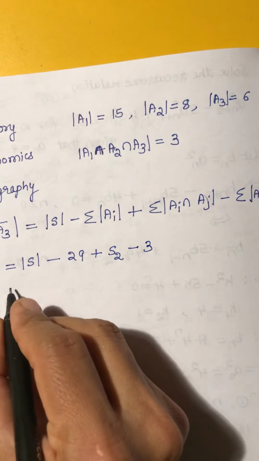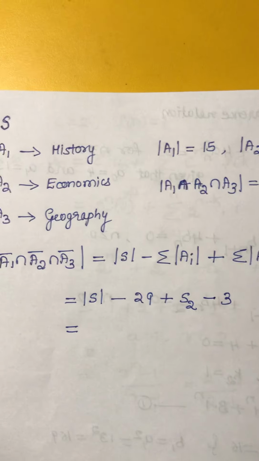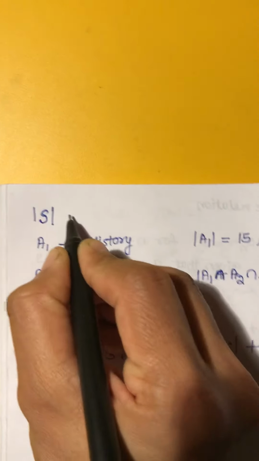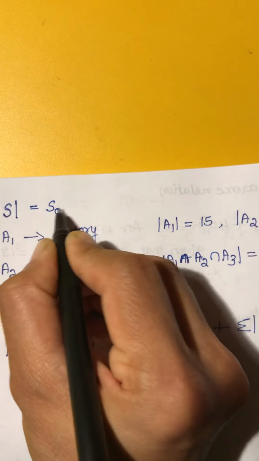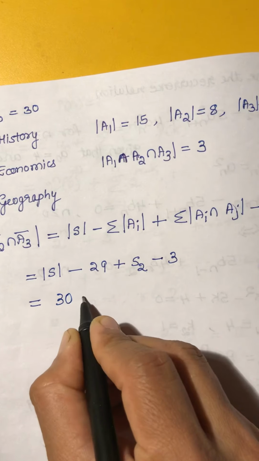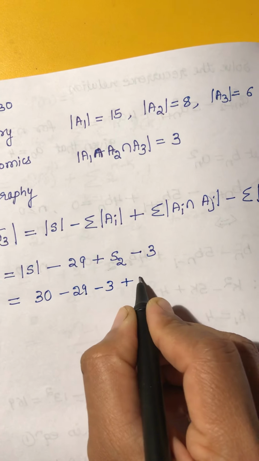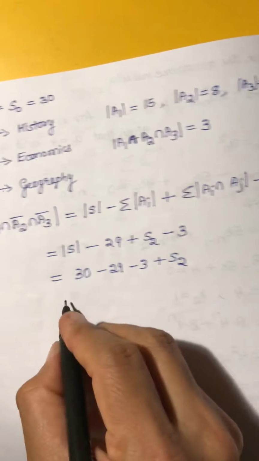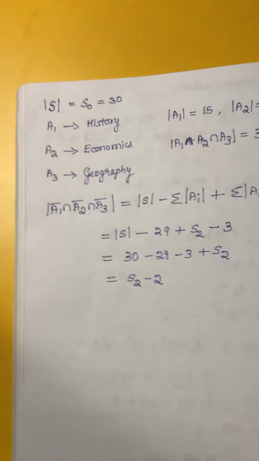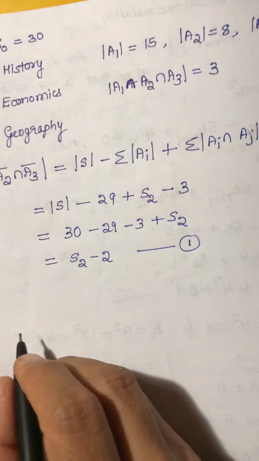Yes, it's also given that totally there are 30 students. I thought it's not given, but actually it's given. So the total number of students, mod S, that is S0, is 30. So even that value I can substitute: 30 minus 29 minus 3 plus S2. So this is nothing but S2 minus 2. We have not got the value yet. Let me call it equation 1. Now the S2 value we don't know.